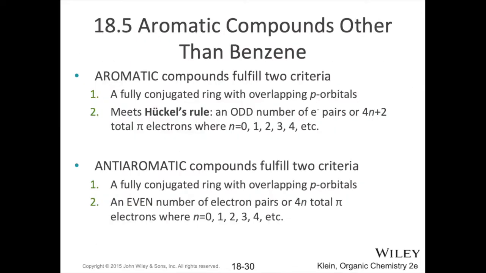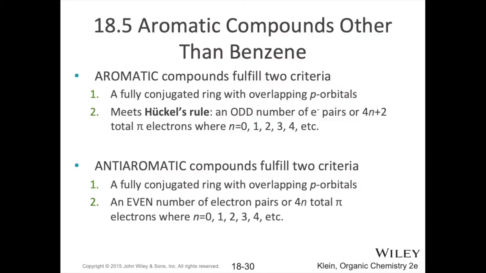All right. And so just to reiterate, to have an aromatic compound, you need to meet those 2 criteria. You need to have a fully conjugated ring of overlapping p orbitals, so essentially a ring of sp2 hybridized atoms, or at least atoms that can contribute p electrons to a ring. Okay, and of course you need to meet Huckel's rule. You have an odd number of electron pairs, or in other words, 4n plus 2 electrons.